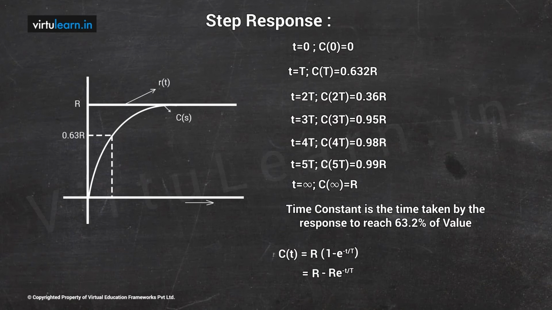Now I can define the time constant. Time constant is the time taken by the response to reach 63.2% of the final value. So in step response we define the time constant with respect to the final value. If you have impulse response, we define the time constant with respect to the initial value.